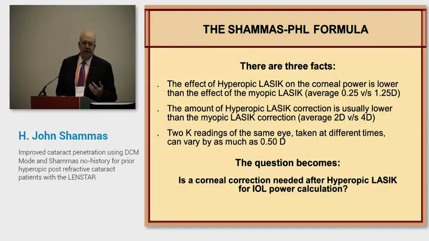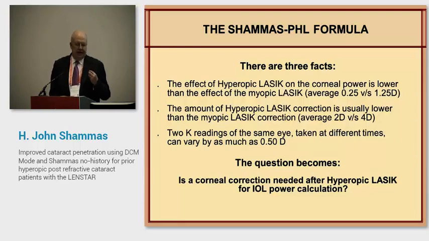So in my opinion, there are three facts after hyperopic LASIK. First, the effect of hyperopic LASIK on the corneal power is lower than the effect of myopic laser, because with the hyperopic laser you're treating the periphery much more than the center. And the difference is humongous, almost a quarter to one and a quarter. The amount of hyperopic LASIK correction is usually lower than myopic. Most likely, with hyperopic LASIK you do two diopters, three diopters, while with myopic patients you go four, five, six diopters. The average was two versus four.